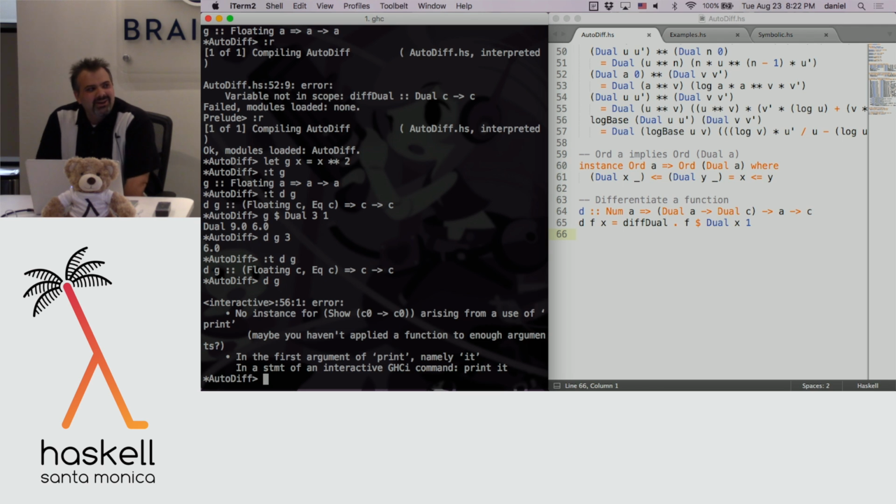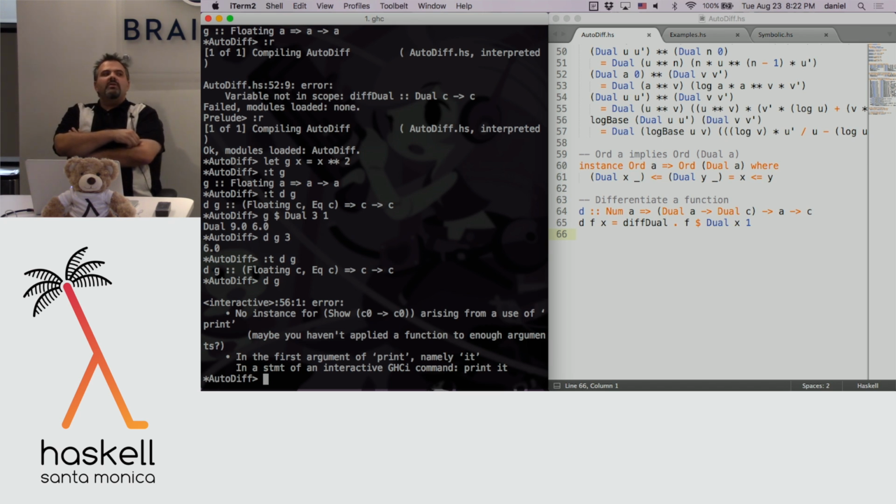But anyway, this is an actual Haskell function. That's kind of the point here. So this is where automatic differentiation is not symbolic differentiation. If you ever use something like Wolfram Alpha, you can ask it to find the derivative of a function. That's symbolic differentiation. And what we're doing here is fundamentally different.